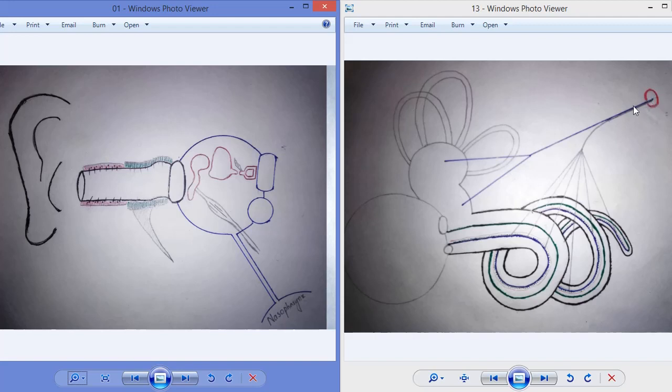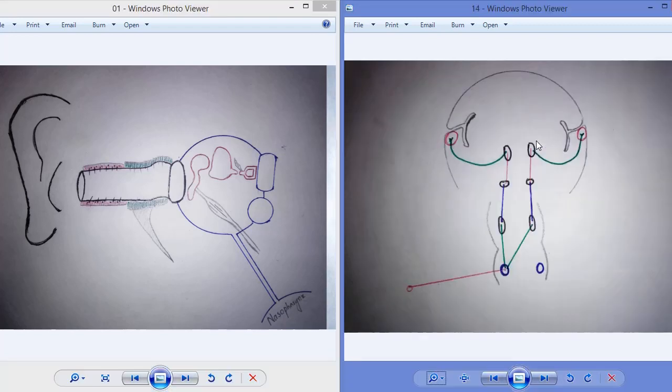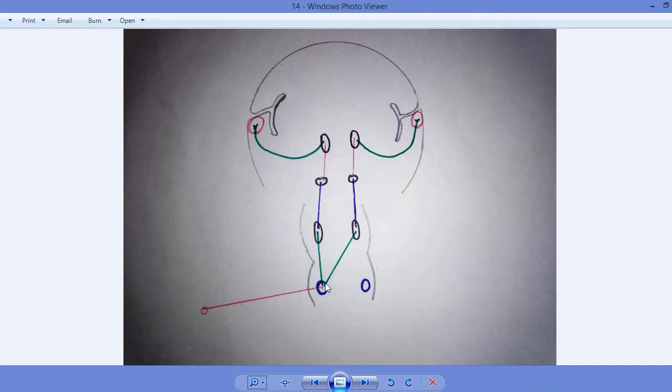Through this internal acoustic meatus, the vestibulocochlear nerve goes to the brain, and when it goes to the brain, what will happen? This vestibulocochlear nerve will go towards the medulla oblongata. This is the medulla oblongata, and the nucleus inside the medulla oblongata is called the cochlear nucleus. It will go toward the cochlear nucleus. This is the first order neuron.